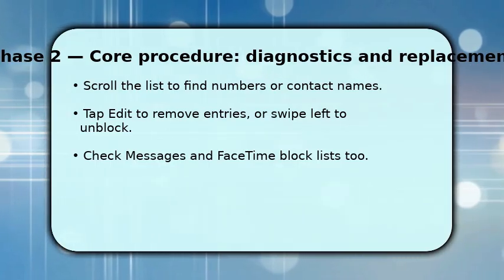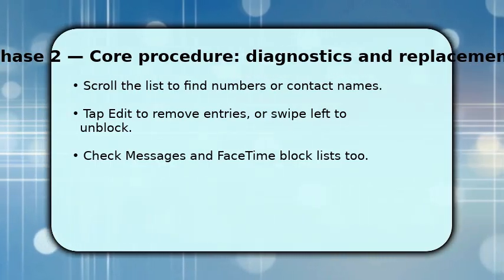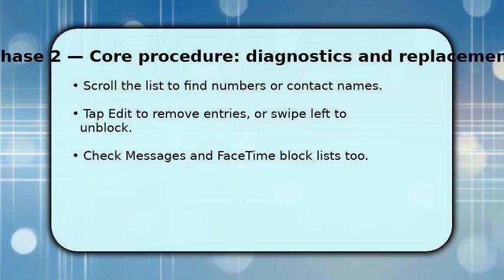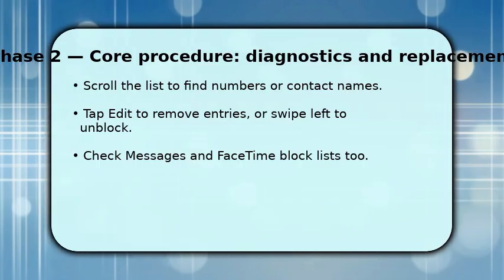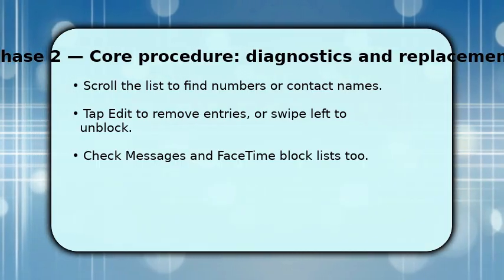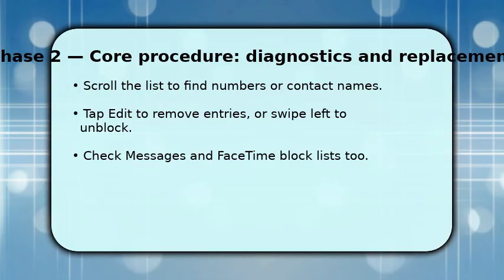Also check Messages and FaceTime settings, because iOS keeps separate block lists there. Once you unblock, calls and messages resume. Make sure you understand whether blocking came from a contact or from an app, since apps may reapply filters.